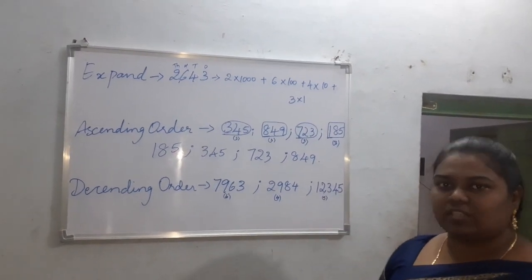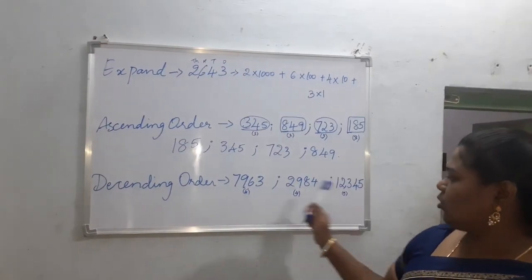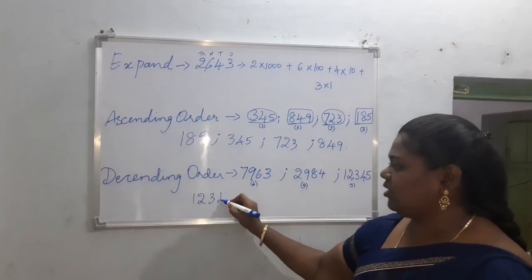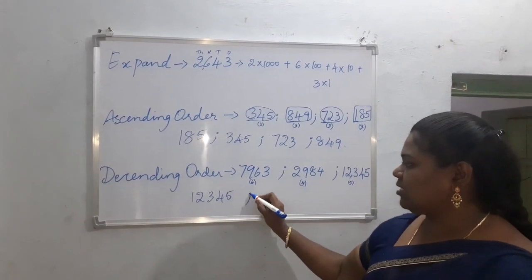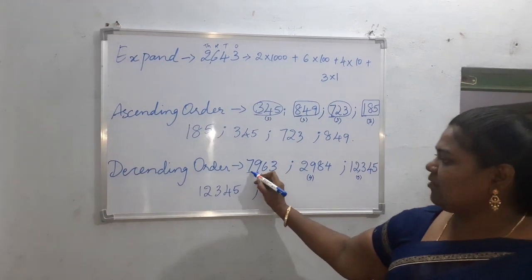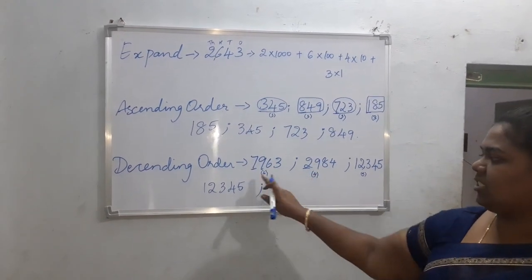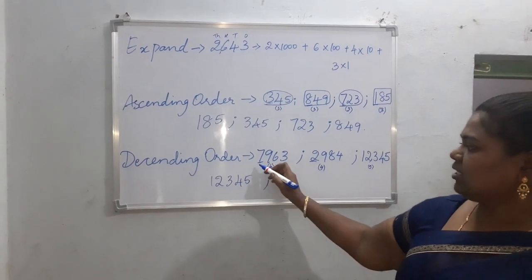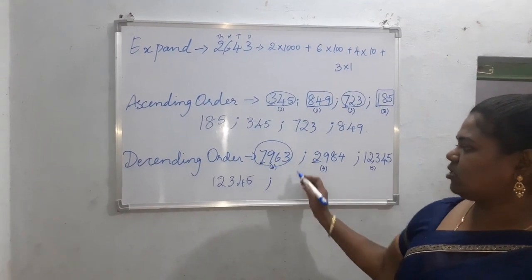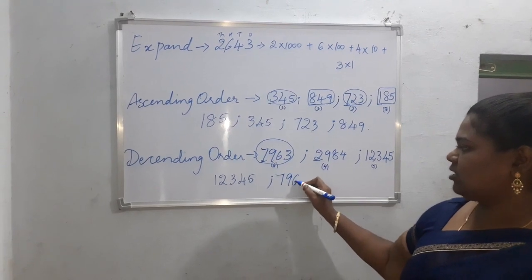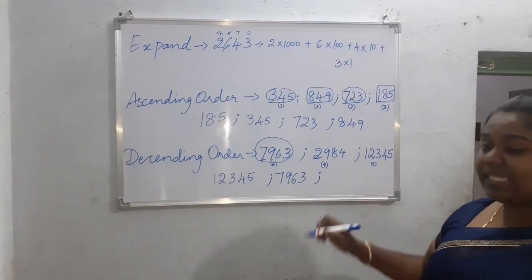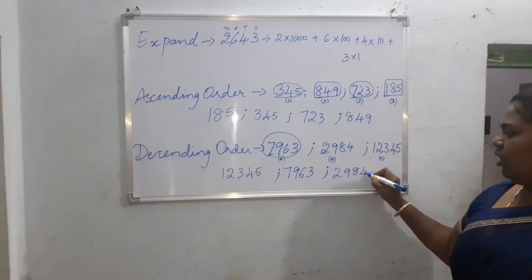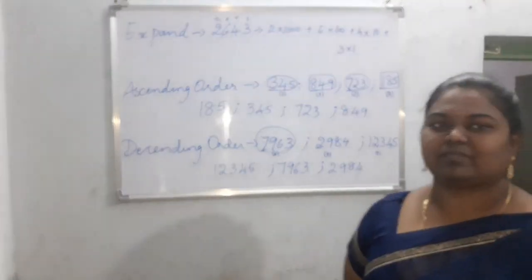So you have to check the number of digits clearly. Here this is the largest number, that is 12,345. Next, the second one: 7963 is larger because here we have 4 digits, the same number of digits, so go for the first digit, 7 and 2. 7 is the greatest, so 7963 is the second largest. Next is your last number, 2984, which is the smallest one.